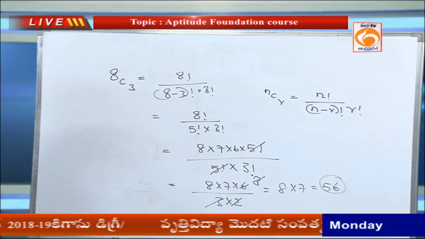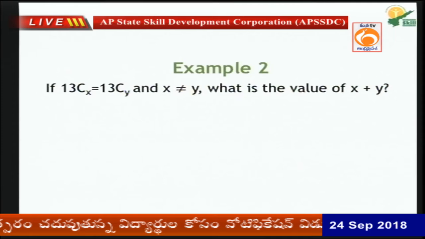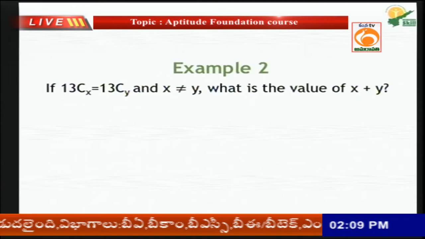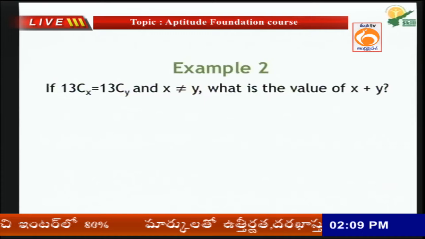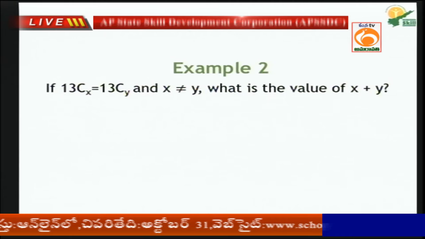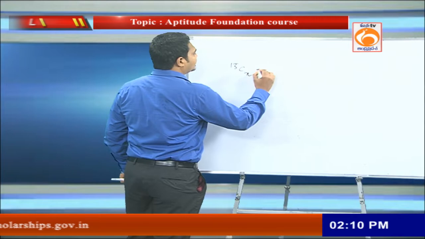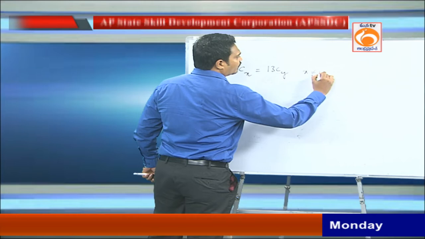If you observe the next question, it is: if 13CX, I repeat, if 13CX is equal to 13CY and X is not equal to Y, what is the value of X plus Y? Okay, come again. See this, 13CX is equal to 13CY, and X is not equal to Y is the condition. Now, what is X plus Y?